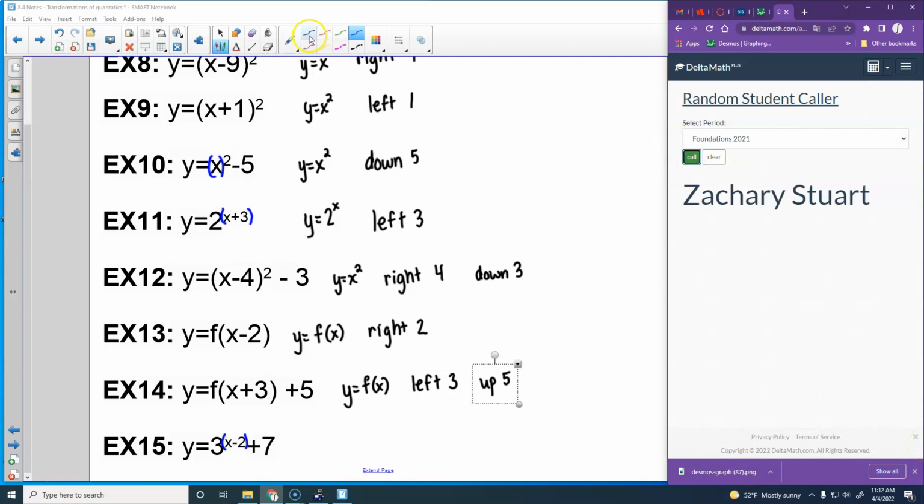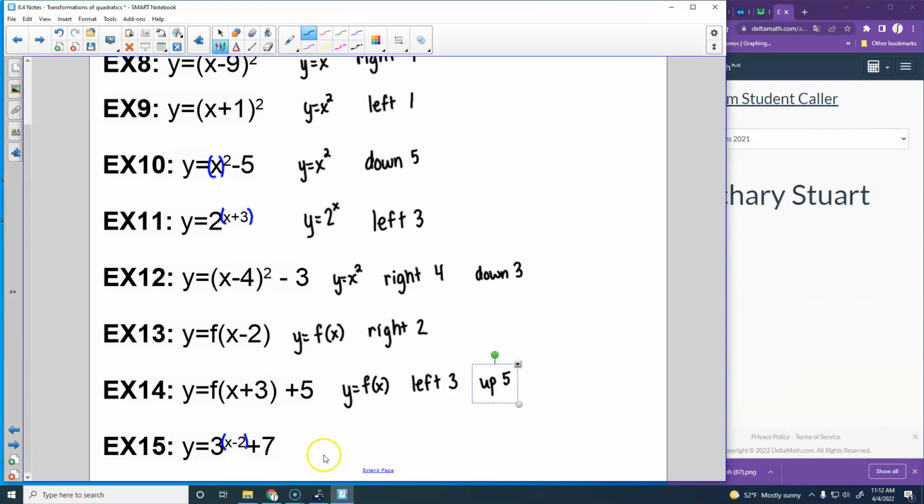All right, Zach, what's the parent function for this one? Very good, 3 to the x power. And we got that minus 2 and the plus 7. What has happened to this graph? Up 7, right 2. So that plus 7 on the end makes it go up 7. The minus 2 in the middle, in the exponent, goes right 2. Which order you say it in doesn't matter. I have been doing left to right first for all of these, but it doesn't matter which way.